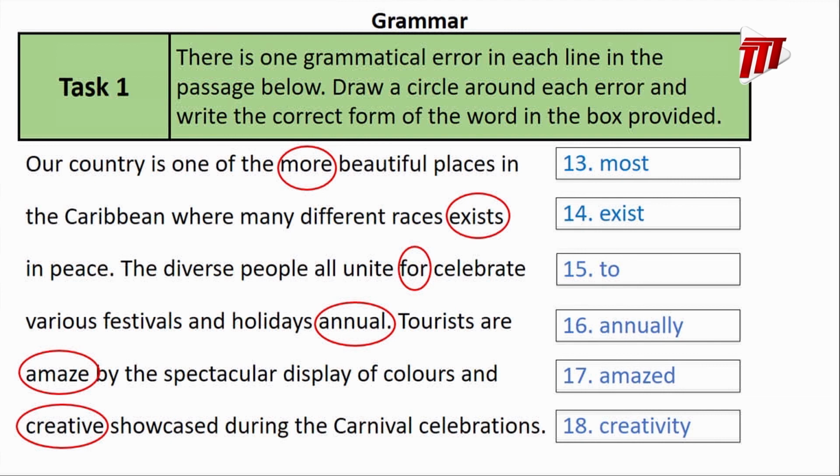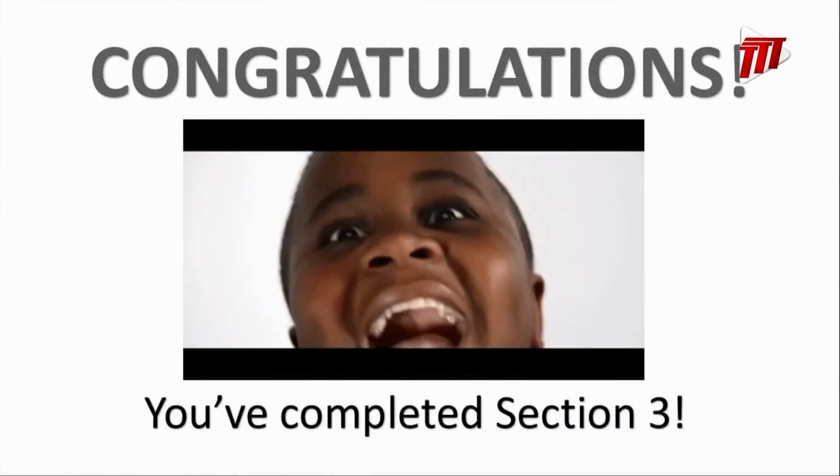Various festivals and holidays annually. Annual is circled, annually is written correctly in the box. Amazed by the spectacular display of colors, amazed is circled, amazed is written in the box provided, and creativity showcased during the carnival celebrations. Creative is circled, creativity is written. So there you have it. Our section 3 is over and you understand clearly what you have to do.